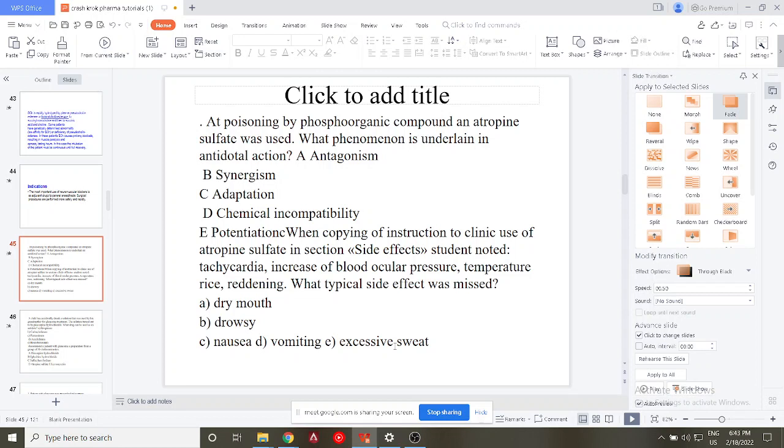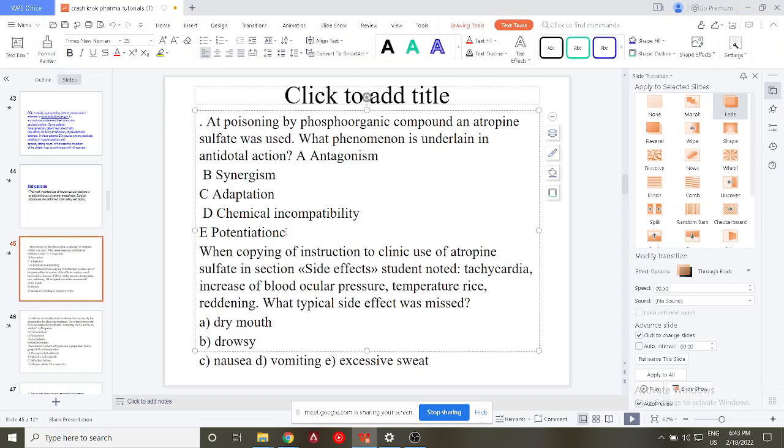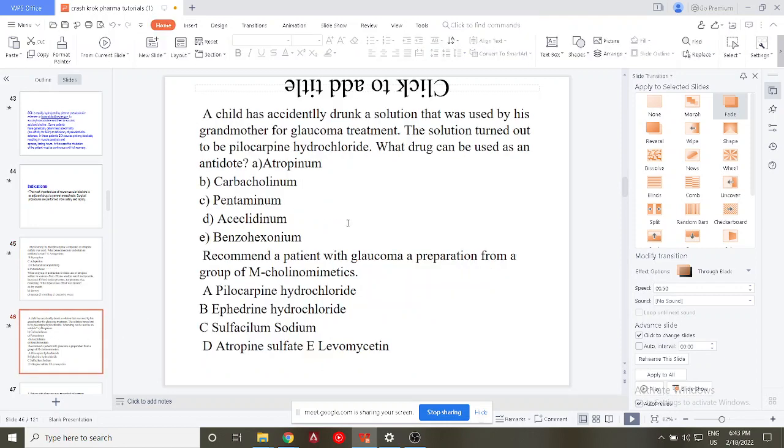When copying the instruction for clinical use of atropine sulfate, in the section on side effects, the student noted tachycardia, increase of intraocular pressure, temperature rise, and reddening. What typical side effect was missed? We have dry mouth. Yes, that's correct. Good job. Okay, next question.